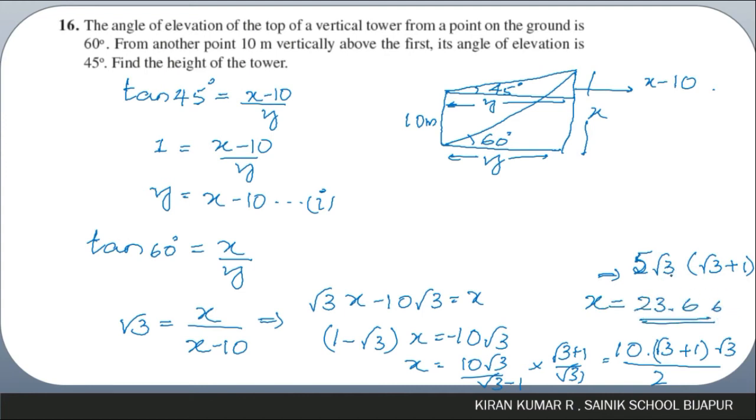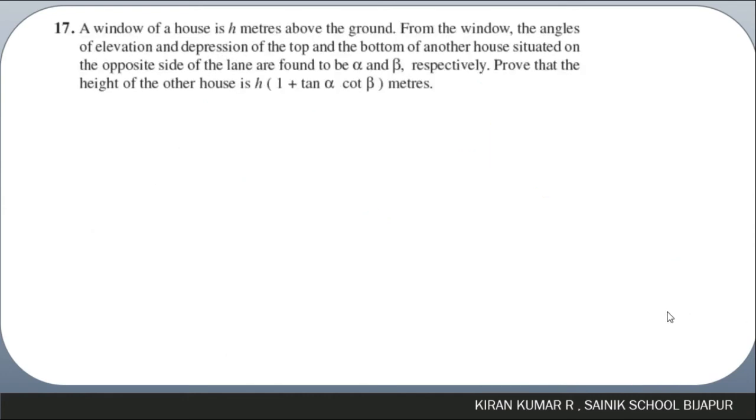What you need to do is multiply root 3 to both these terms. This becomes 3 added to, in the place of root 3, you substitute 1.72 and then multiply. You'll get 23.66 meters. Let's move on to the next question. Question 17.